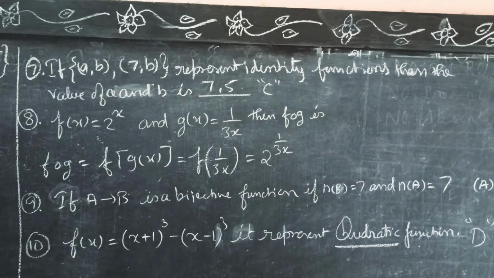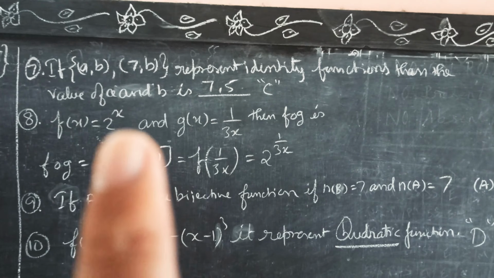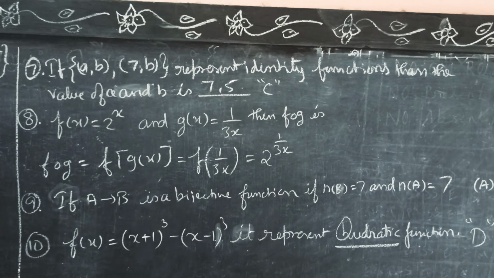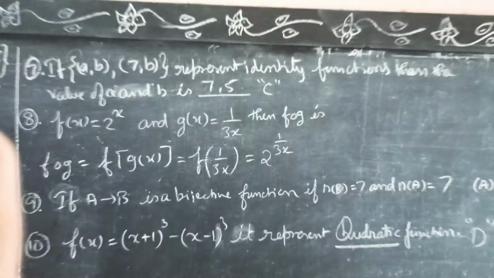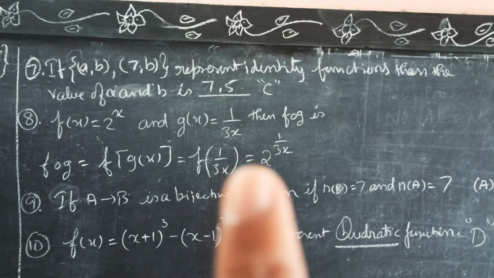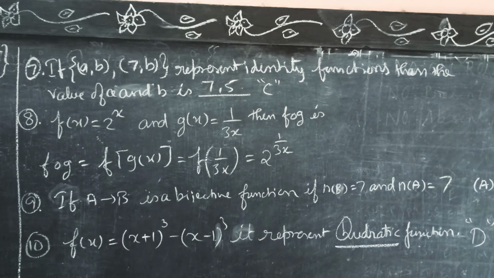Next, question number 8: if f of x is equal to 2 power x, g of x is equal to 1 by 3x, then f of g is? There is no perfect option given for this. It should be either this should become 2 power x power 2, only then the answer will be perfect. Okay, so we are given f of g, and g of f is equal to f of 1 by 3x, which becomes 2 power 1 by 3x. Now question number 9, there is no perfect option for it, that is why I did not write the option.